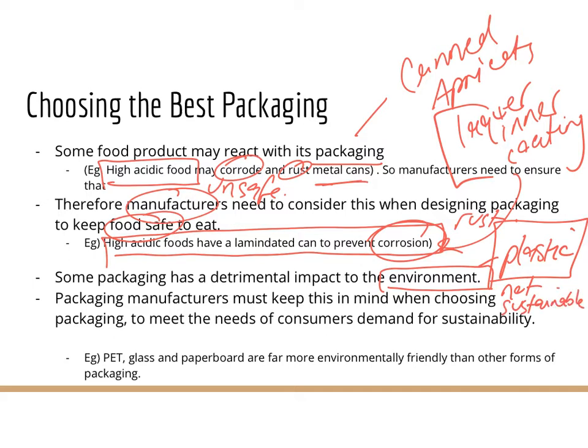Now, packaging manufacturers have to keep this in mind when choosing packaging to meet the needs of consumers, particularly those who are demanding sustainable packaging designs. So for example, there are 3 really good examples. PET plastic, glass and paperboard are the most environmentally friendly types of packaging compared to other types. And we're going to be looking at these in our lecture today.